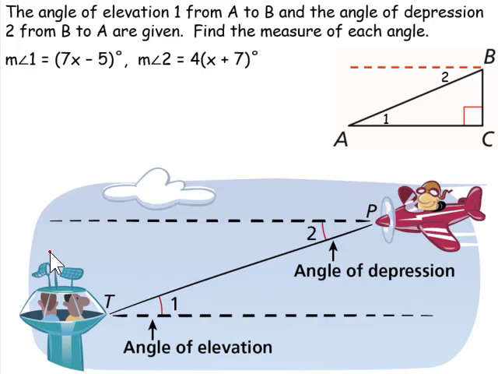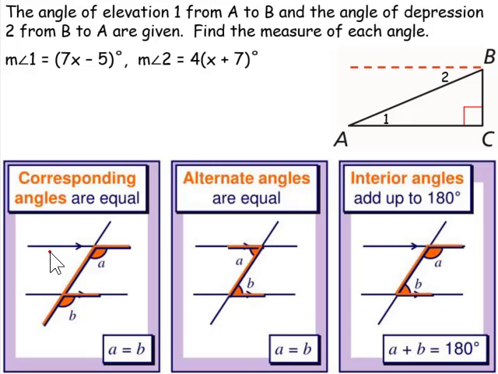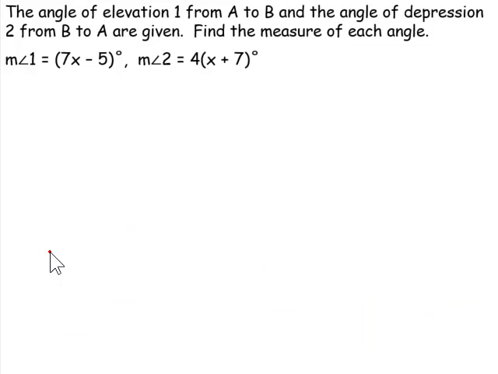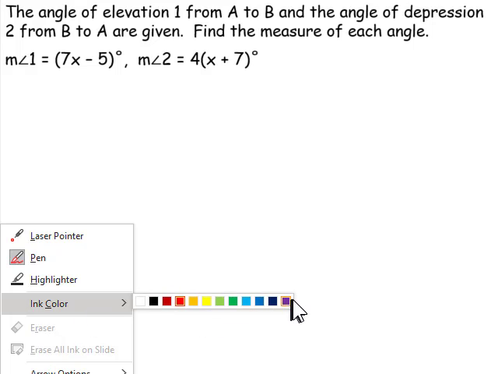And remember from what we did in class, this is our angle of elevation and depression. 1 is the angle of elevation and 2 is our angle of depression. So if we wanted to find out the measure of each angle, remember that these are alternate interior angles. And alternate interior angles are congruent, which makes their measures equal by the definition of congruent angles. So all we have to do is set it equal to each other. So let's set the two equations equal to each other. And here we go.